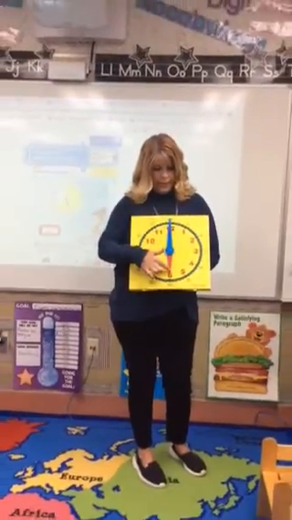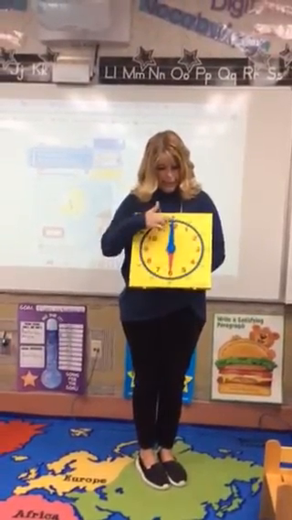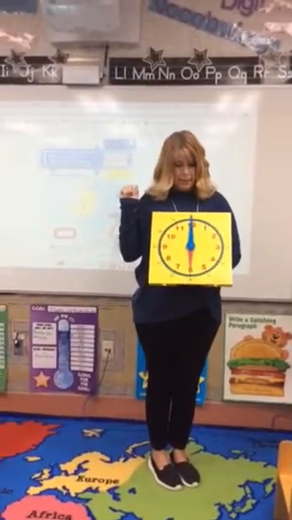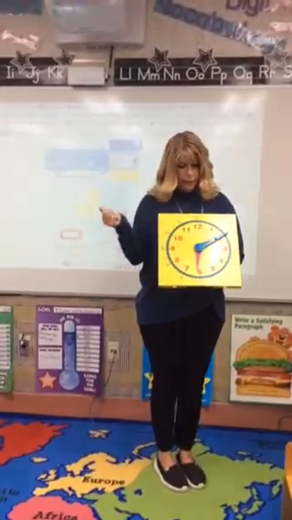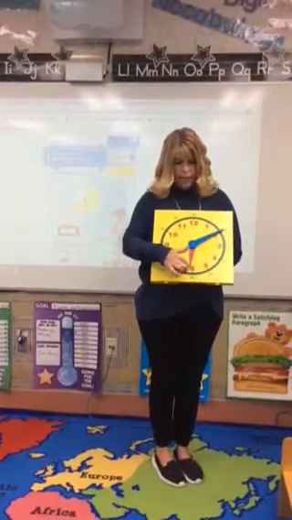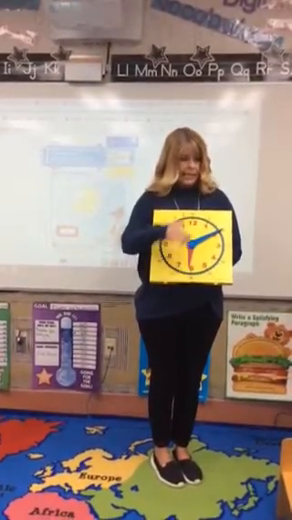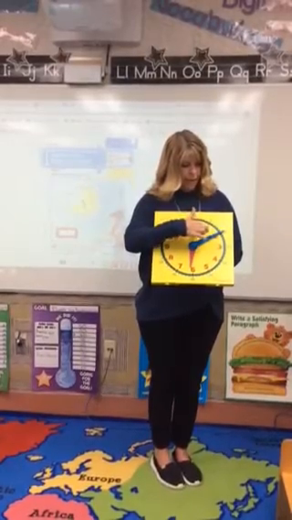Right now, this is the trickiest one. This is 6 o'clock. And let's go from there. If the minute hand was on the 10, what time would it be? I'd look for my hour hand, 6, and then I'd go to the minutes. 5, 10.